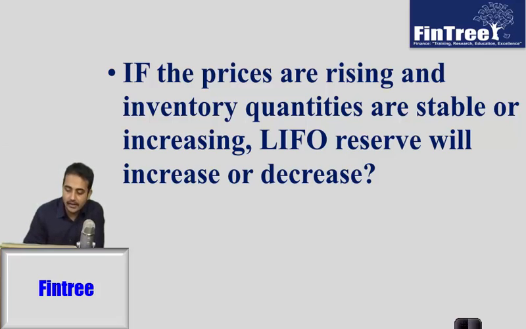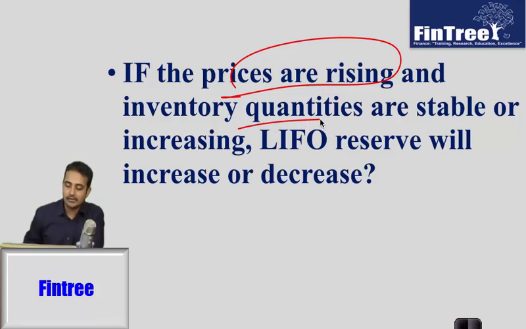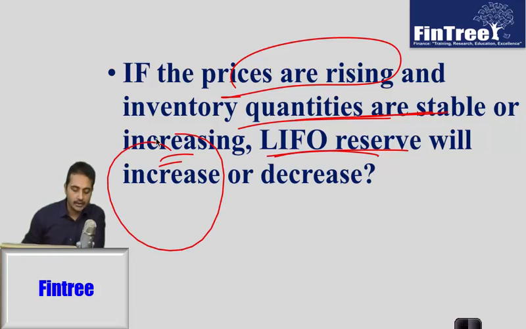If the prices are rising, quantities are stable or increasing, LIFO reserve will increase or decrease? So again, the way you think of this, as long as LIFO COGS is more than FIFO COGS, your LIFO reserve will keep on increasing. Should I repeat the sentence? As long as LIFO COGS is more than FIFO COGS, LIFO reserve will keep on increasing. So it says that if prices are rising and quantities are stable or increasing, then LIFO reserve will keep on increasing.